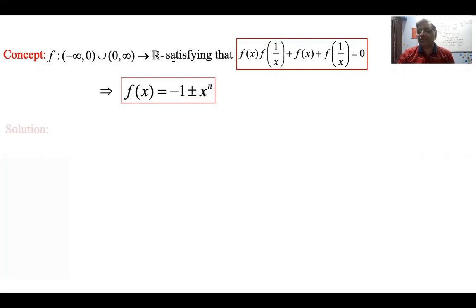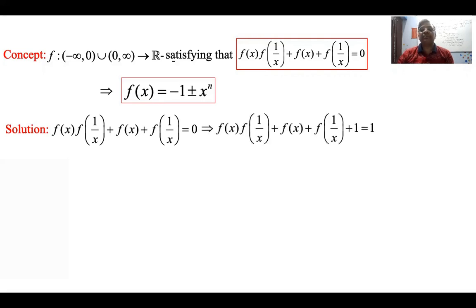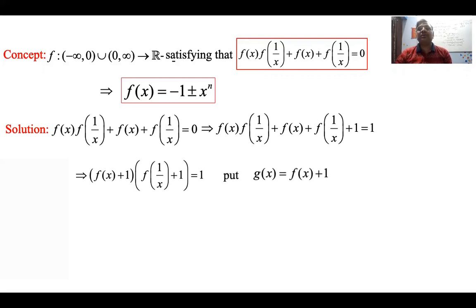How it comes, let us see. Same thing: f of x into f of 1 by x plus f of x plus f of 1 by x is equal to 0. Adding 1 on both sides, simply, the left side will be factorized like this: f of x plus 1 into f of 1 by x plus 1 is equal to 1. Again, f of x plus 1 is equal to g of x. When you substitute, g of x into g of 1 by x becomes 1. Therefore, g of 1 by x is 1 by g of x.